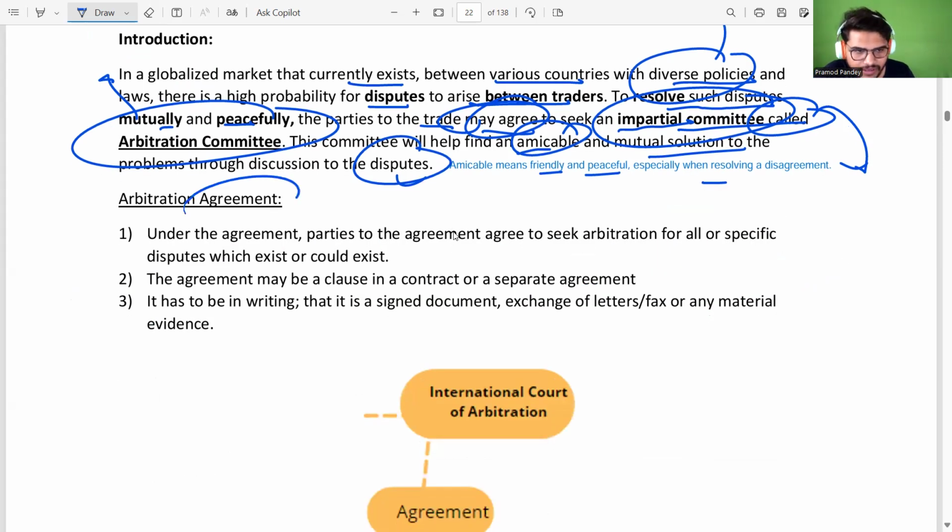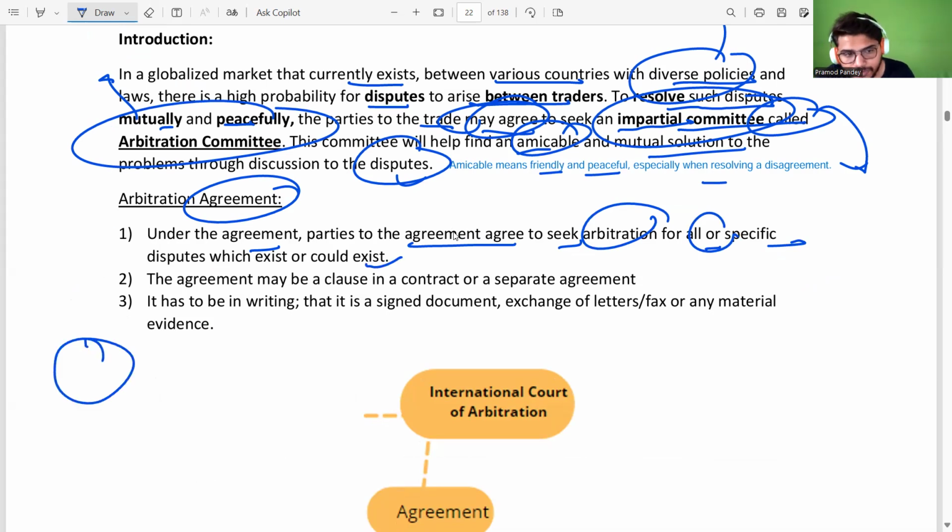Arbitration agreement. Under the agreement, parties agree to seek arbitration for all or a specific dispute which exists or could exist. So it could be possible there is a contract, and in the contract there are terms and conditions. If I have a doubt on those terms and conditions and I have a dispute with the party, in that case I can go for arbitration just to get the dispute resolved.